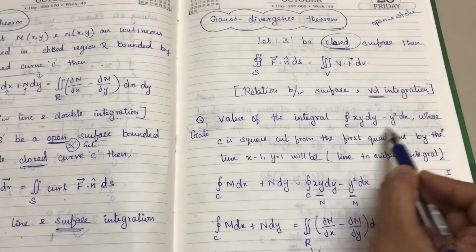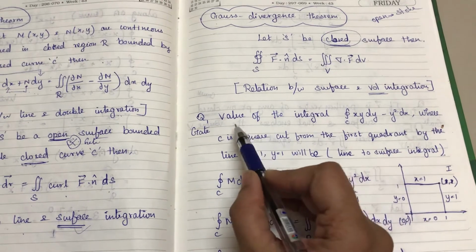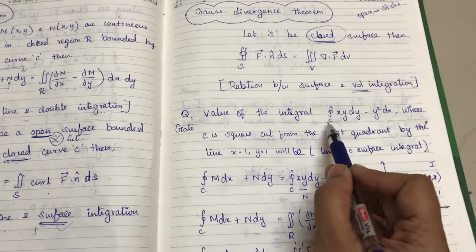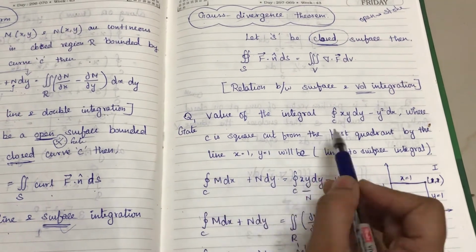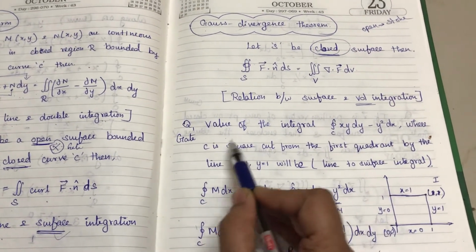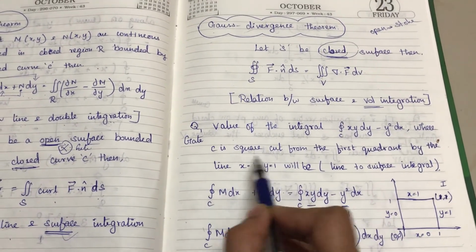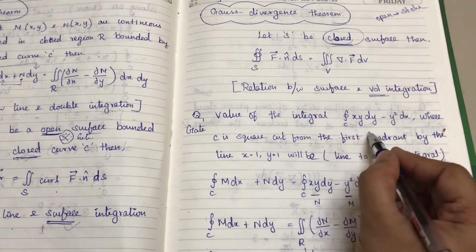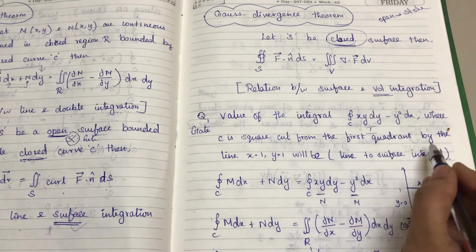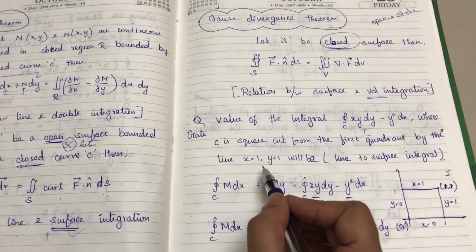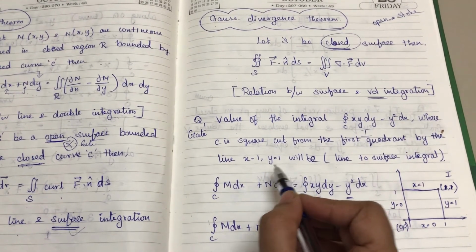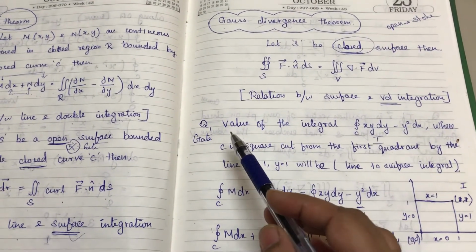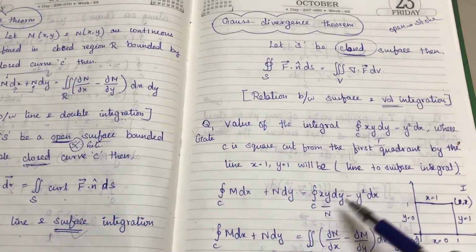They have given one integral, and they need the value of this integral, where C is the curve. The curve is a square cut from the first quadrant by the lines x equal to 1 and y equal to 1. So they need the value of the integral.